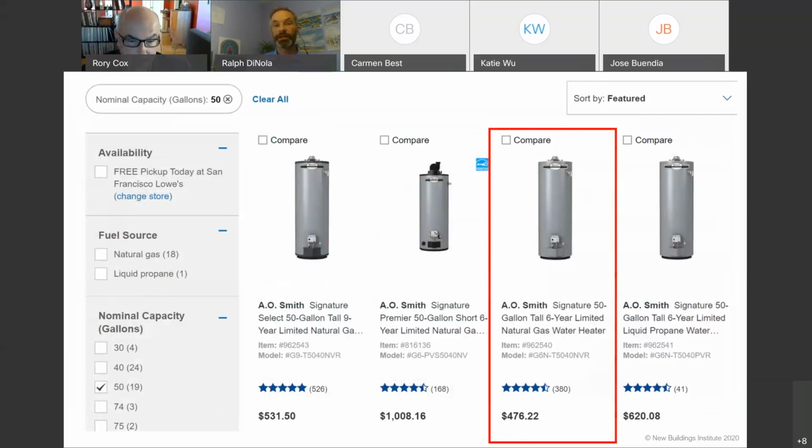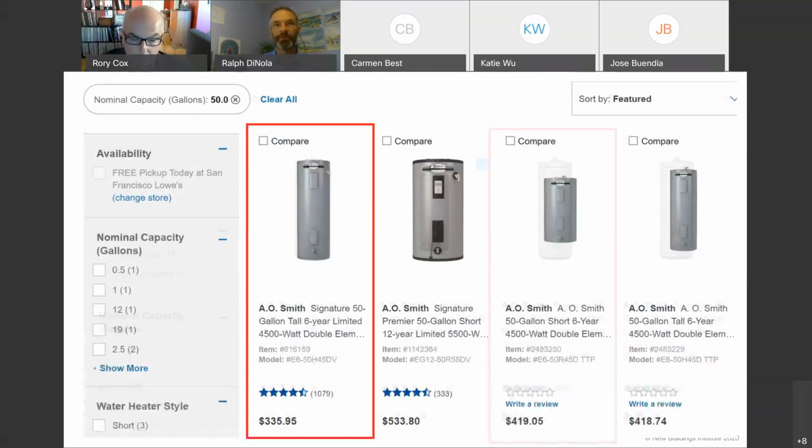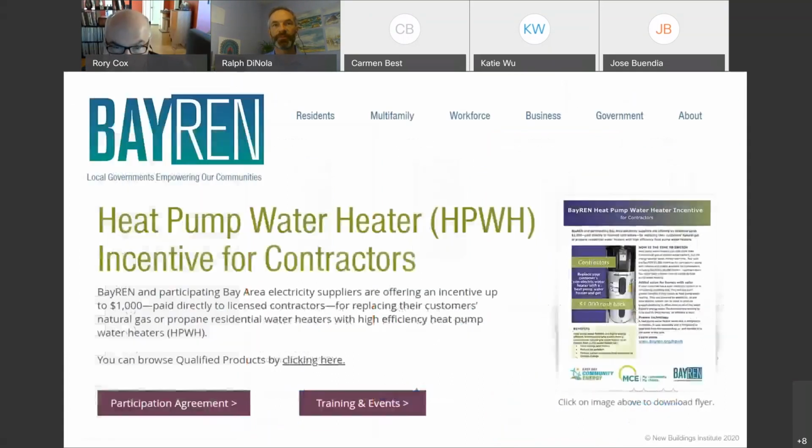If you go to an online retailer, a big box retailer offering in Oakland, prices like this for a gas water heater. So you can see in terms of the customer experience, a much less expensive product, and also maybe one to replace the gas water heater that they already have. And then you see an electric water heater at a much lower cost.